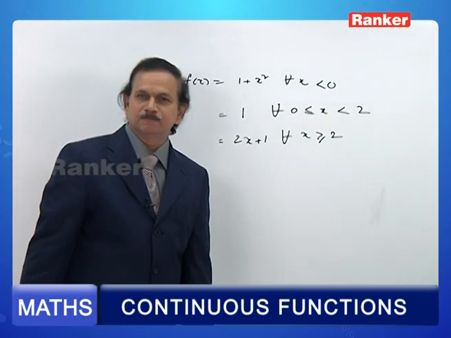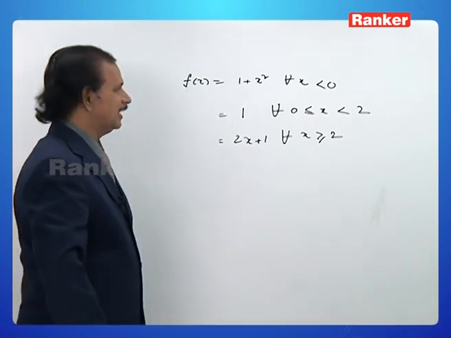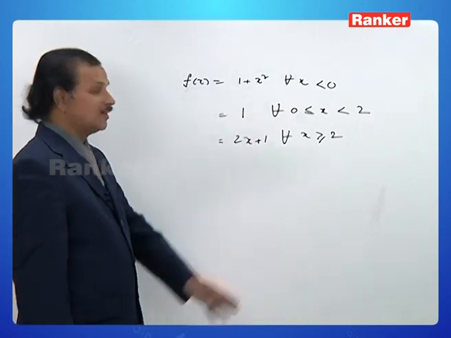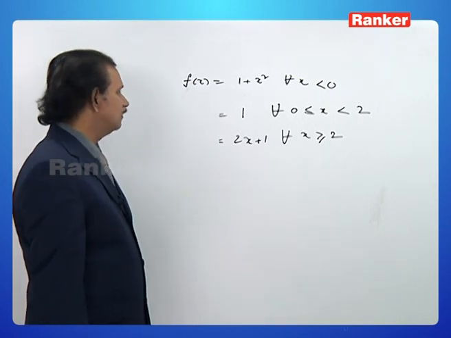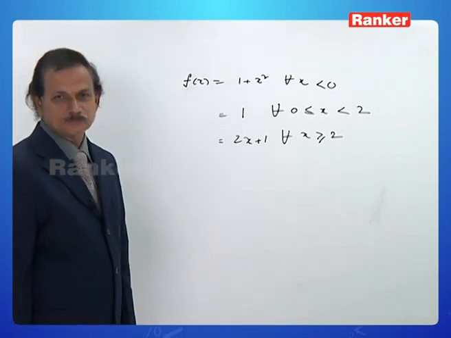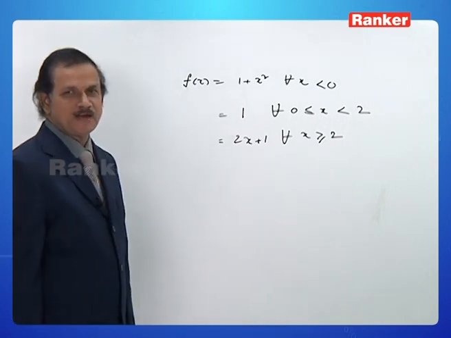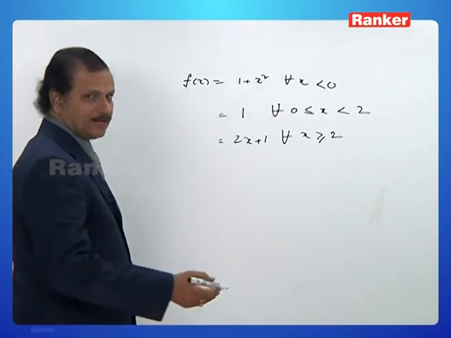Consider the function f of x is equal to 1 plus x square for all x less than 0, f of x is equal to 1 for all 0 less than or equal to x less than 2, and 2x plus 1 for all x greater than or equal to 2. At three different junctures, it has been defined in three different ways. Let us observe the nature of the function graphically.